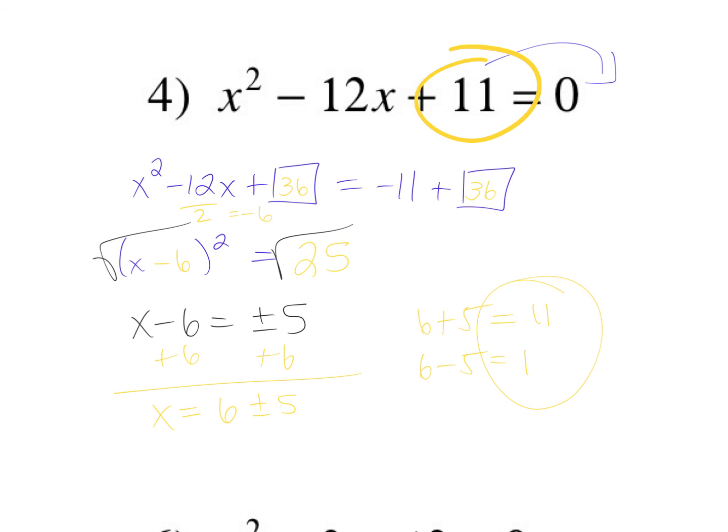Factors of 11 that multiply to give you 11, but add to give you negative 12? Yep. You get negative 11, negative 1. Then when you solve it, you get 11 and 1.